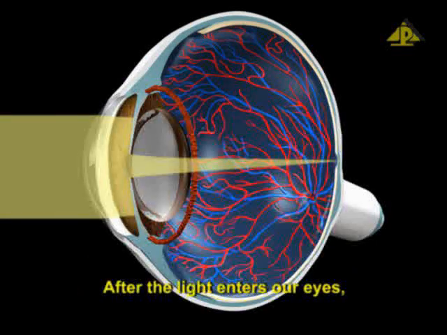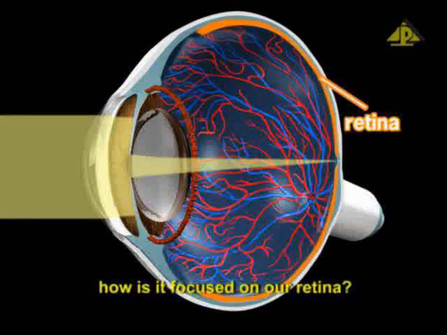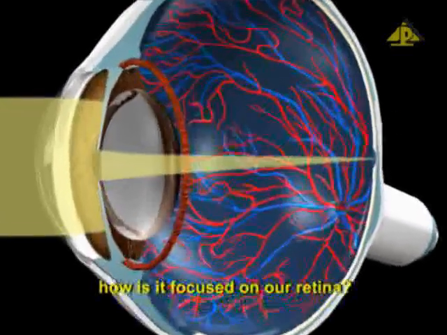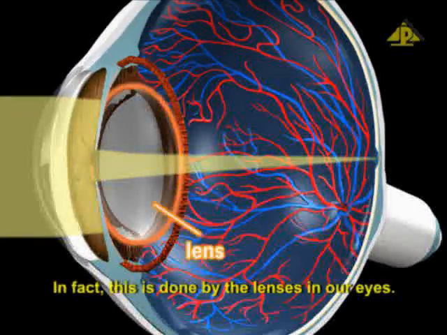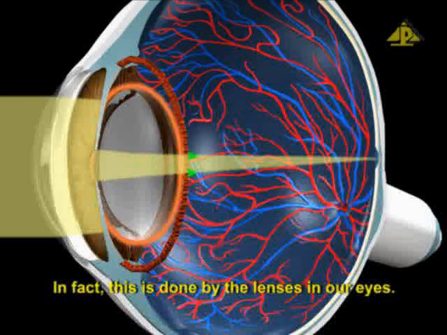After the light enters our eyes, how is it focused on our retina? In fact, this is done by the lenses in our eyes.